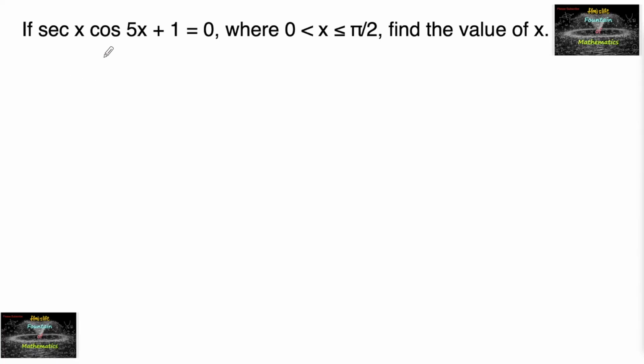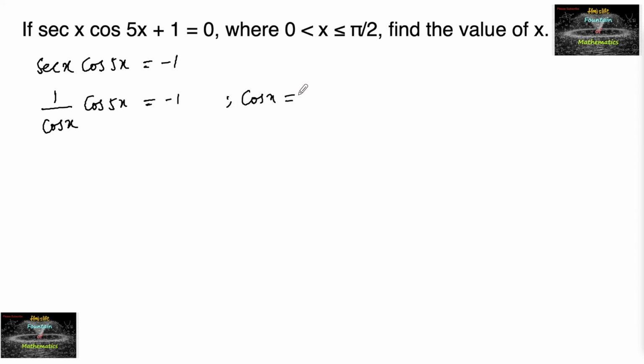If secant x into cos 5x plus 1 equals 0, where x lies between 0 and pi by 2, where 0 is excluded, find the value of x. So we can write secant x into cos 5x is equal to minus 1, or secant x we can write as 1 upon cos x, into cos 5x is equal to minus 1, where cos x cannot be equal to 0.